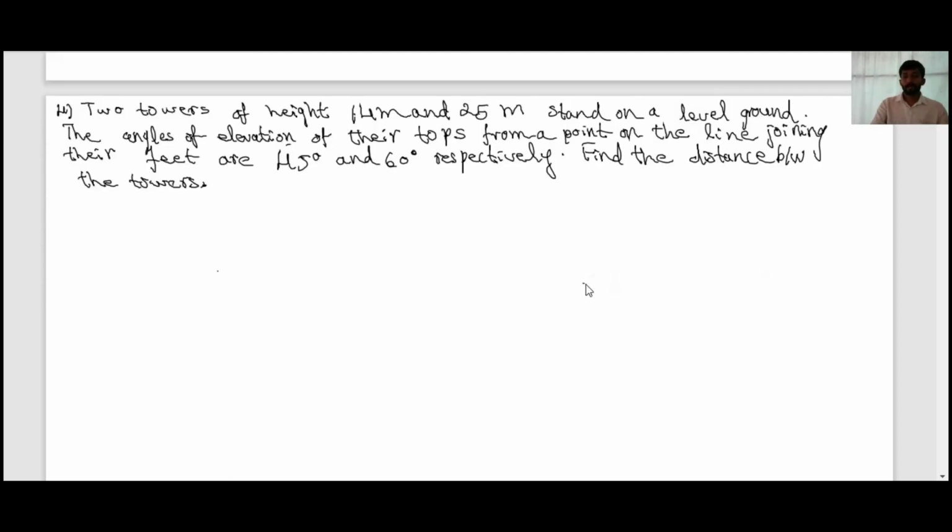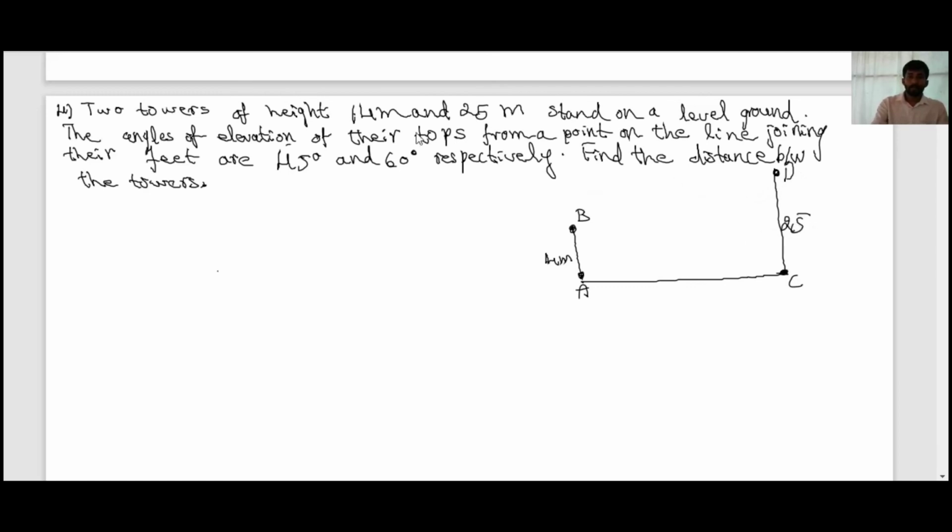First consider a level ground. Here I'll draw. Okay, this is your level ground. Take the first tower, name it as AB. Given data is height of the tower is equal to 14 meter. One more tower is there on the same ground. Take it as CD, and given data is height of this tower is equal to 25 meter.